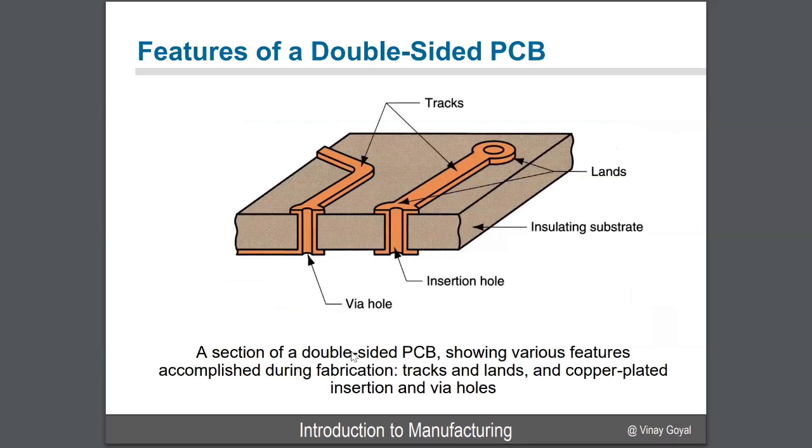So you have features of a double-sided printed circuit board. And here you have your insertion hole, your via hole, and your tracks and your lands. That's going to allow you to show various features. It's going to allow you to create the connections that you need through the copper. Because remember, this brown here is your insulating substrate. So you're trying to create your tracks.